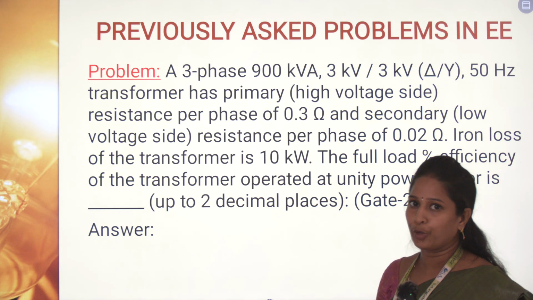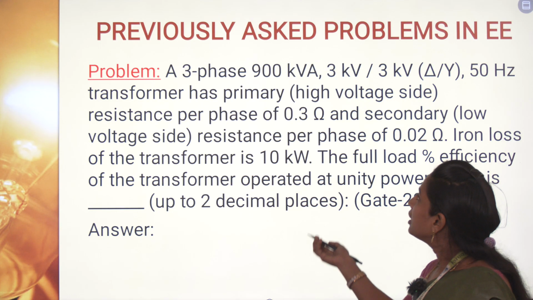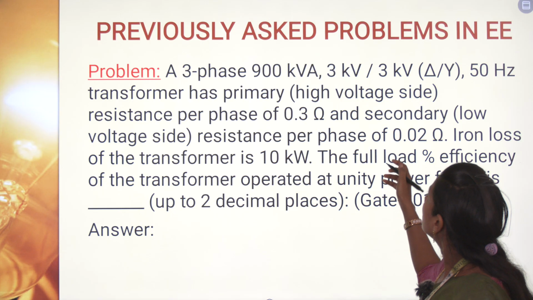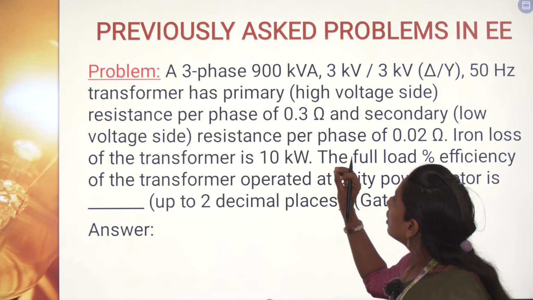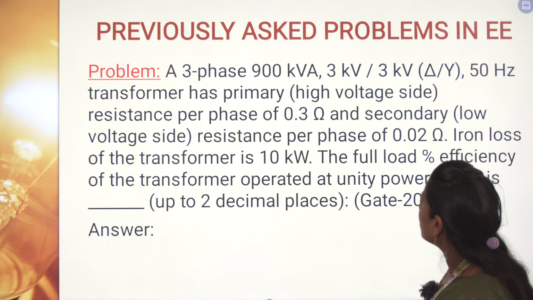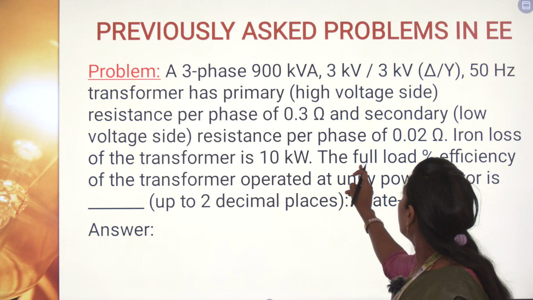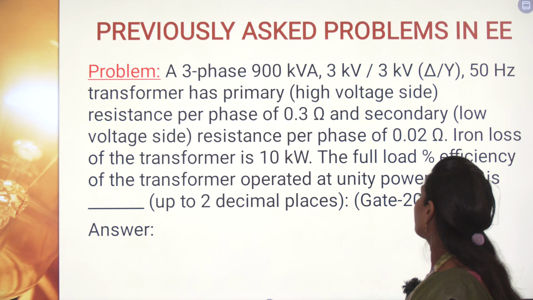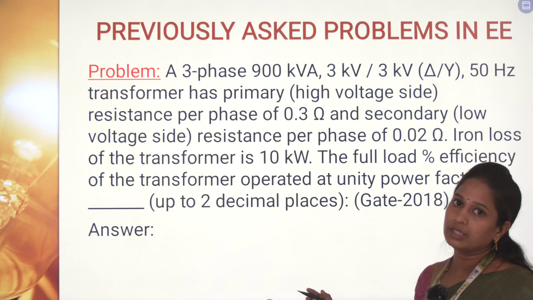And let me solve one problem as we discussed in the three-phase transformer. Here, a three-phase 900 kilovolt ampere, 3 kV per 3 kV, 50 Hz transformer has a primary resistance per phase of 0.3 ohm, and the secondary of the transformer is 10 kilowatt, and the full load efficiency of the transformer operated at unity power factor is to be calculated. So the data is given here.